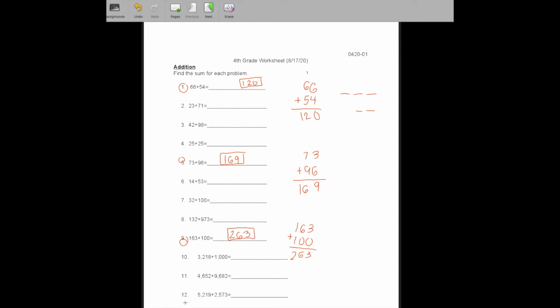We're going to do one more question just because I want to do a 4-digit number. So 5,219. We have another 4-digit number, so every column should be filled out. 2573. See how every single line of numbers is filled out. So 9 plus 3 is 12. You have to bring up the 1 here because it's a greater number than 10.